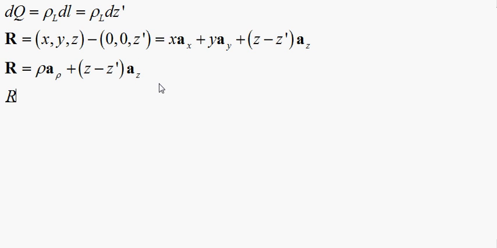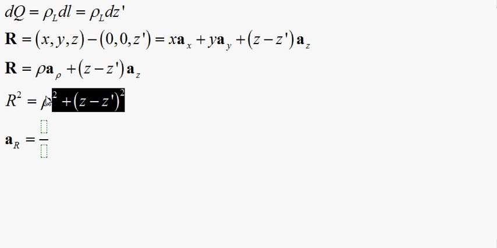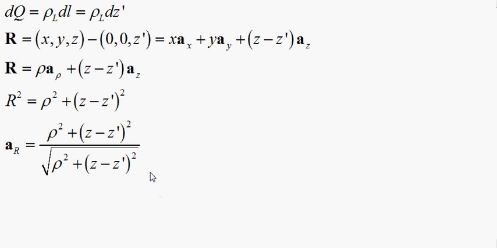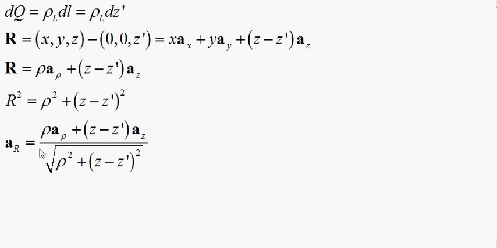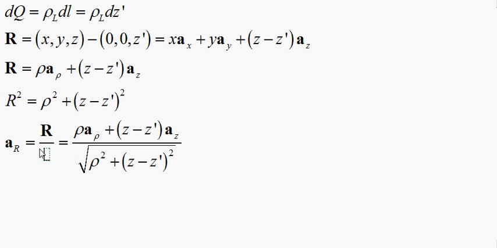So by this, that means that r squared is simply rho squared plus z minus z prime, squared, and that means that the unit vector a sub r is going to be this divided by the magnitude of that, which is just the square root. Well, actually, yeah, it would be this, because that is the vector. So it's actually equal to r over the magnitude of r.